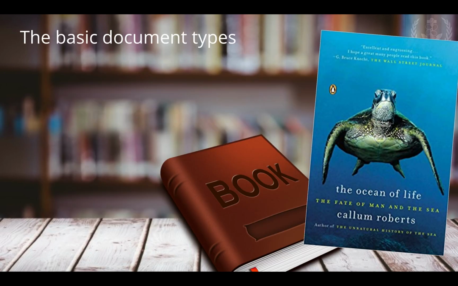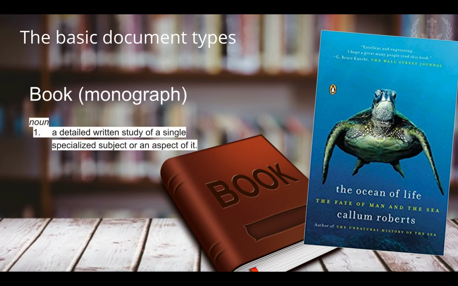The most obvious is the book. In the context of referencing, however, we mean something quite specific rather than just any volume that happens to be between covers. In fact, in our digital era, books don't even have to have any physical characteristics at all. When referring to a book in our bibliography, we are usually talking about a monograph, that is, a detailed study of a single specialized subject or an aspect of it.